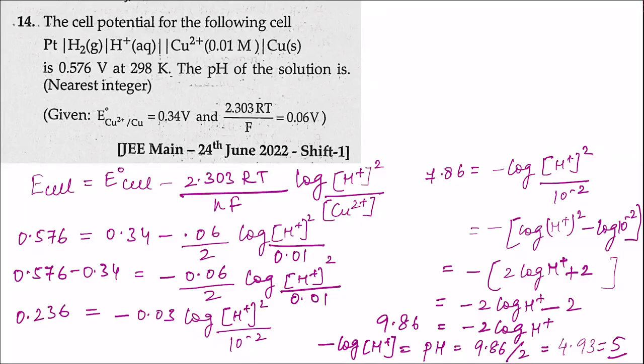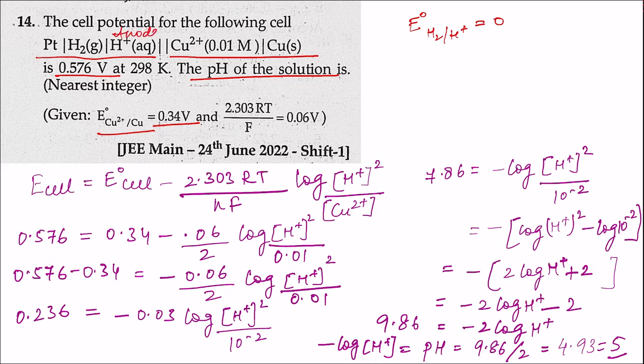The cell potential for the following cell: anode is a standard hydrogen electrode, cathode is of copper dipping in Cu2+ ion solution. Now cell potential is given as 0.575 volt and you have to find the pH of the solution. Standard electrode potential of copper is given as 0.34 and standard electrode potential for hydrogen is equal to 0. Hydrogen here is acting as the anode, copper is acting as the cathode. Value of 2.303 RT by F is given as 0.06.